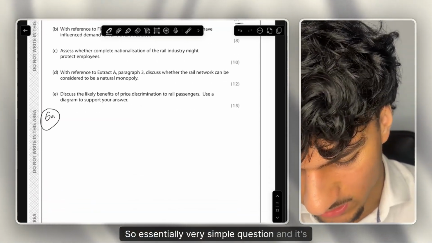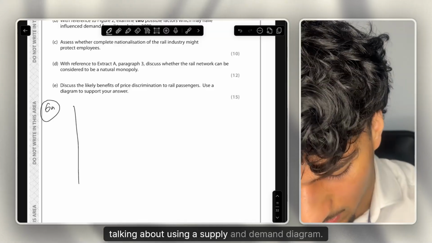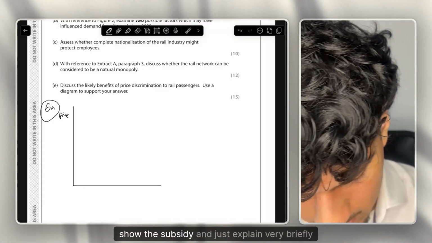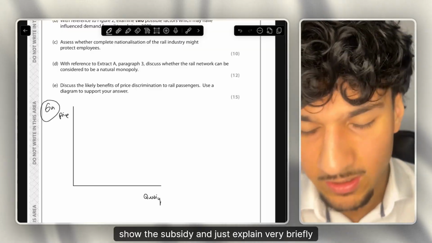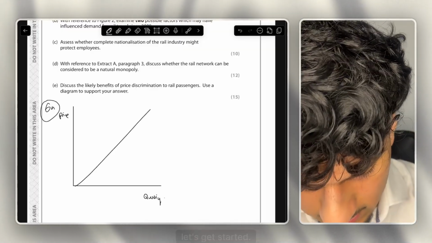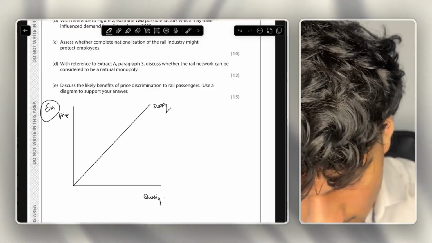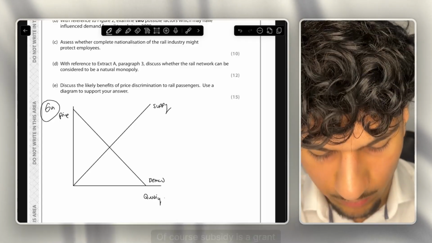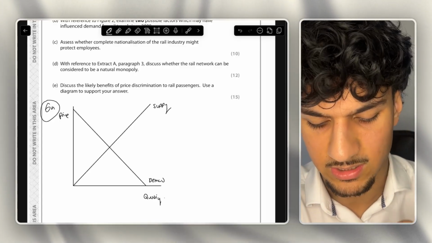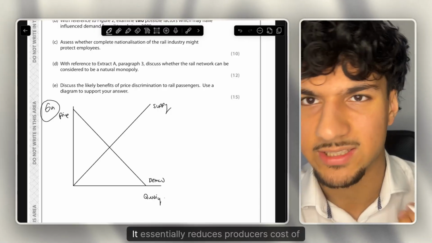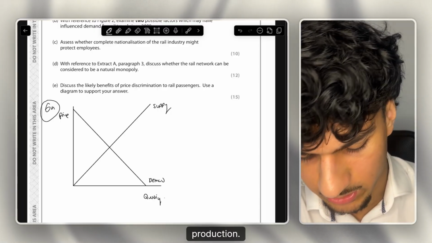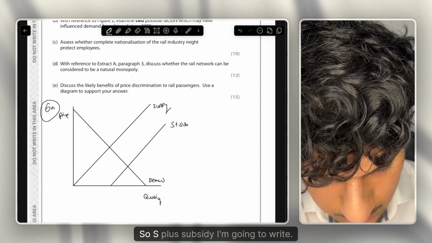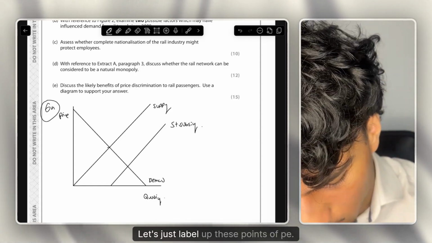So essentially, a very simple question, and it's talking about using a supply and demand diagram. What they want you to do is show the subsidy and explain very briefly what the subsidy means. Let's get started. So supply, demand, and how does a subsidy affect supply? A subsidy is a grant by the government to producers. It reduces producers' cost of production, therefore it shifts supply out to S plus subsidy.